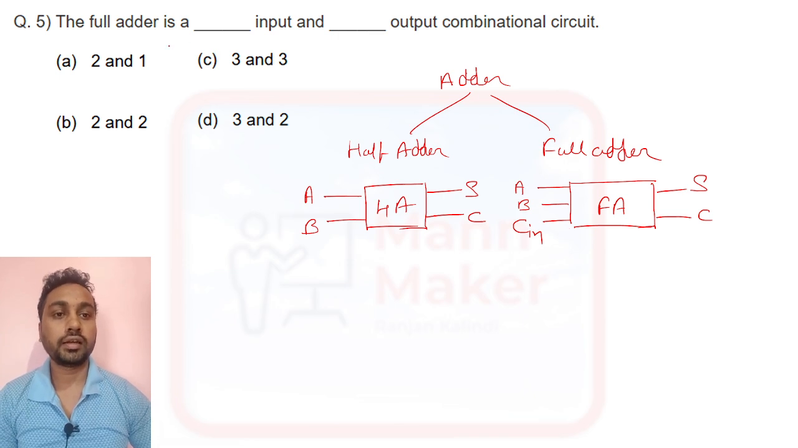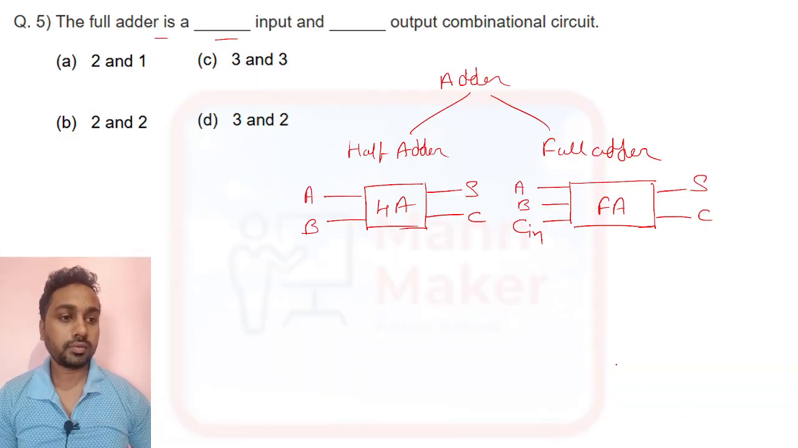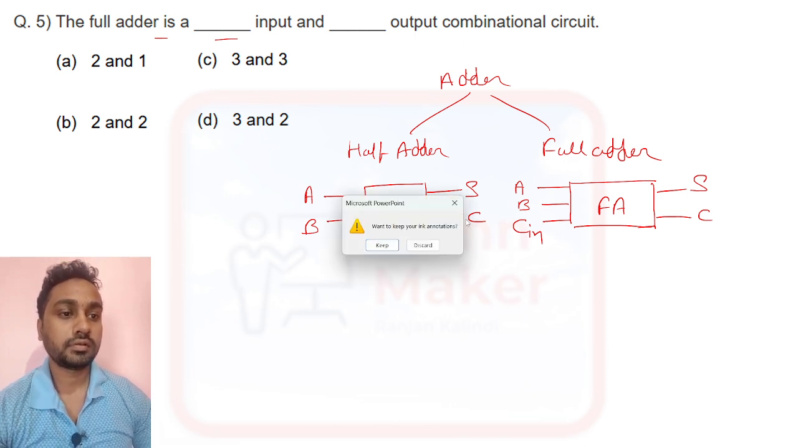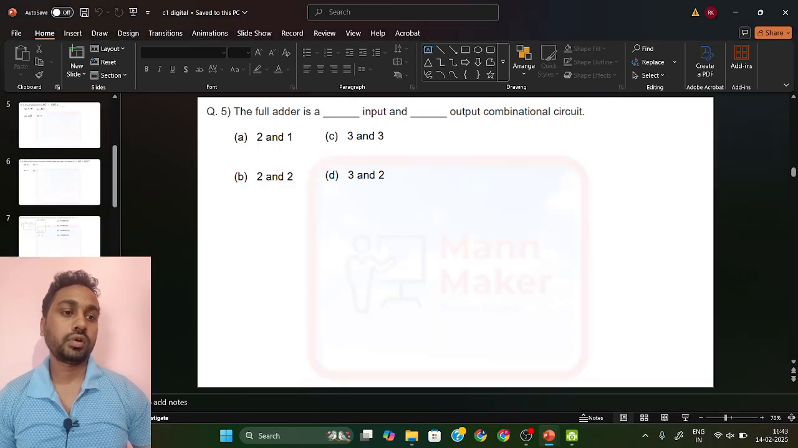So in full adder we have three inputs and two outputs.